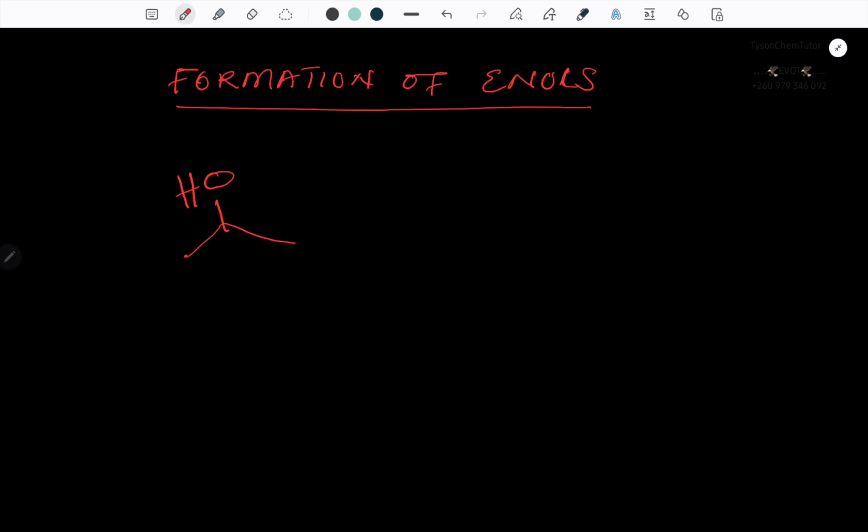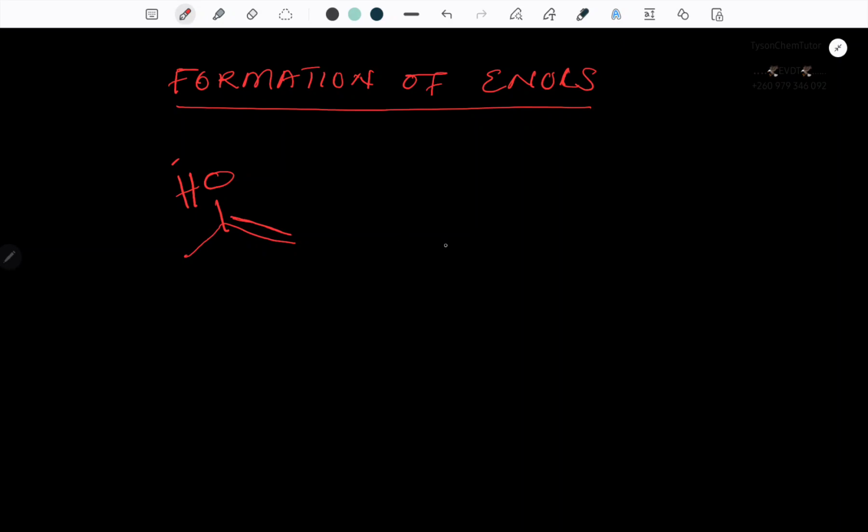But now, for it to be called an enol, it should have a double bond between the carbon which contains OH and the alpha carbon. This is the alpha carbon, or this one is also an alpha carbon, so I'll just pick one. So here you may have something like this. So this is an enol. This qualifies to be called an enol.